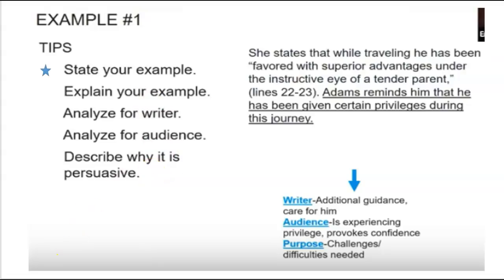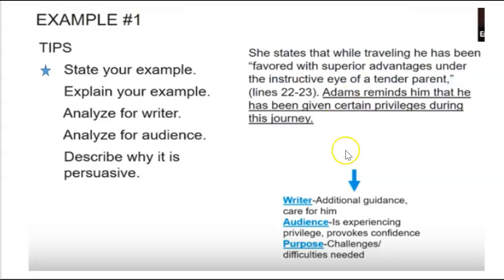Welcome back to the video. Hopefully you had a chance to pause and add more commentary yourself. You probably also noticed that because we've already tackled this example and we have these notes down here at the bottom, these notes should be reflected in our writing. That this does reveal the additional guidance and care that Abigail Adams has for her son.